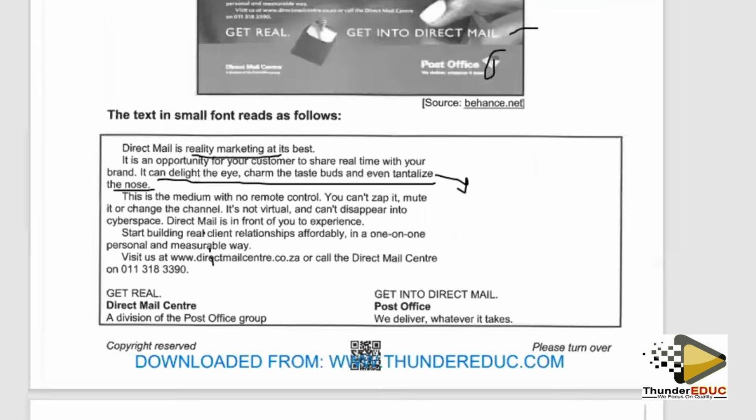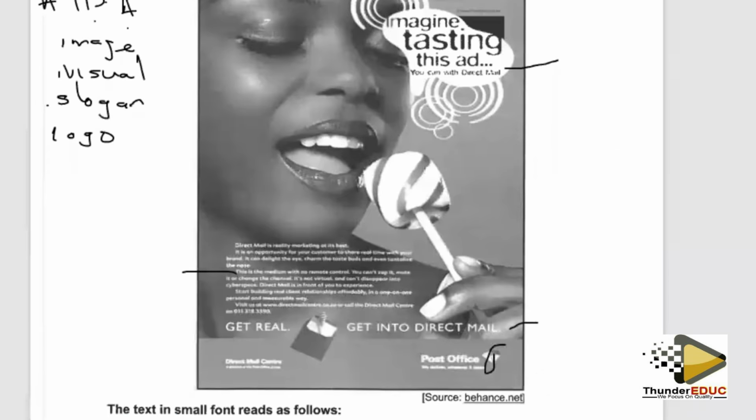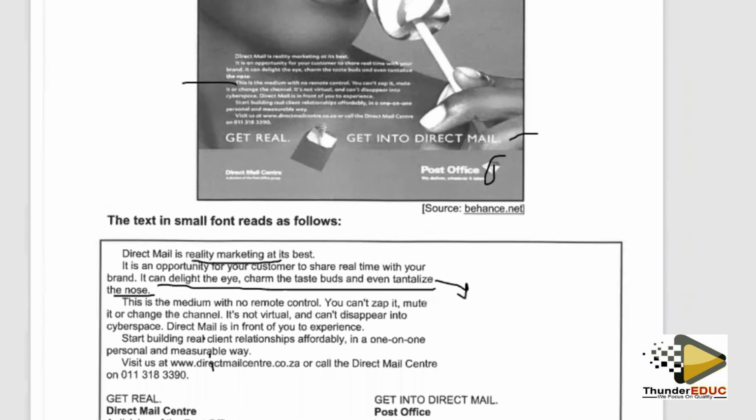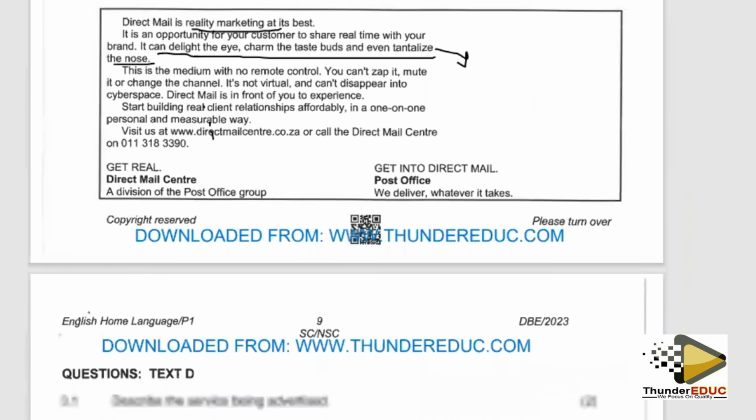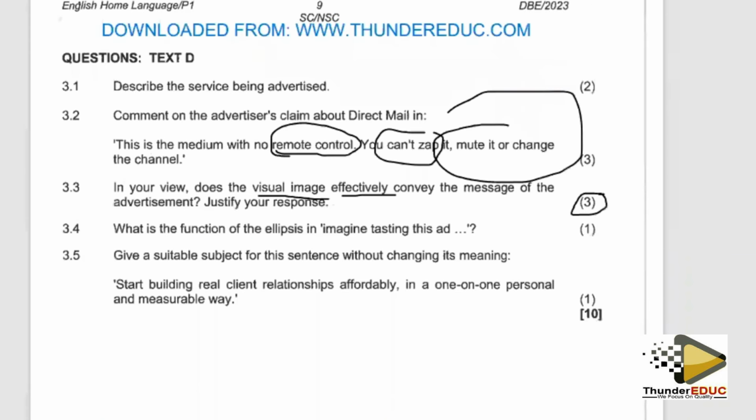Right, let's go to the adverts. And then they put ellipses. Ellipses are the 3 dots that always come in after a conversation or a statement. It's incomplete, which means that the function of the ellipsis is for the reader to finish off the statement.